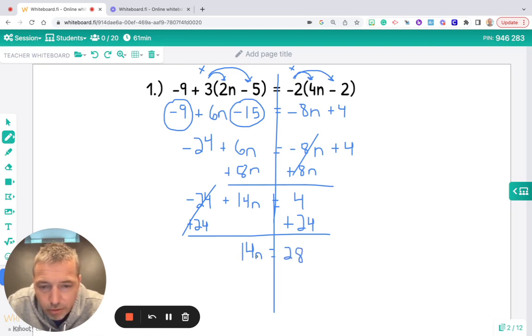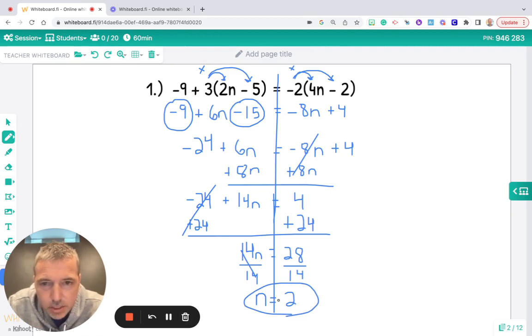And to undo this multiplication, 14 times n, I want to do the opposite. I want to divide. And some people ask me, why does that cancel out over there? Well, 14 divided by 14 is a 1n, or another way to write 1n is just n, right? So it does cancel out. And 28 divided by 14 is 2.